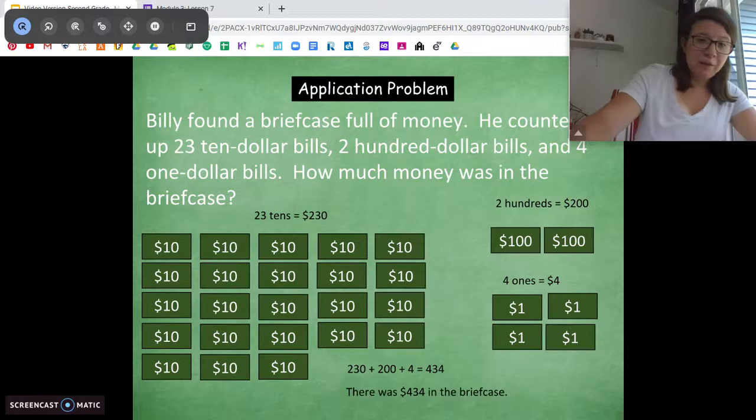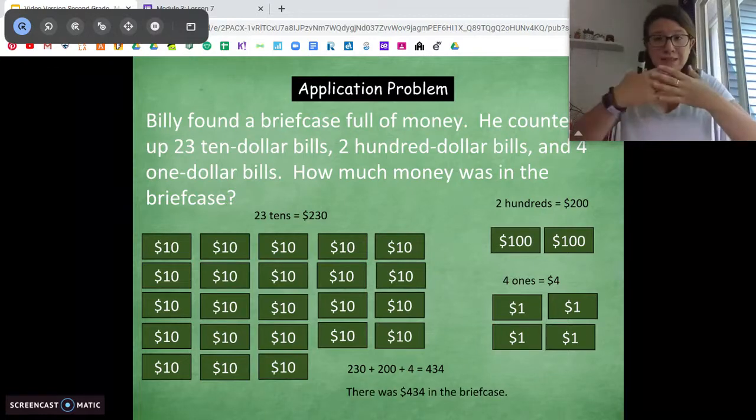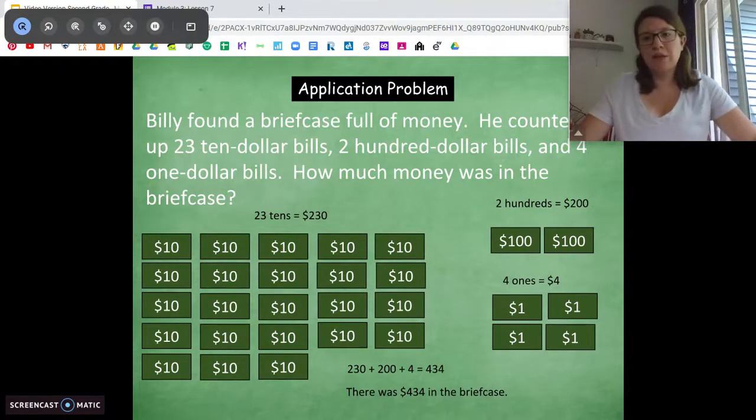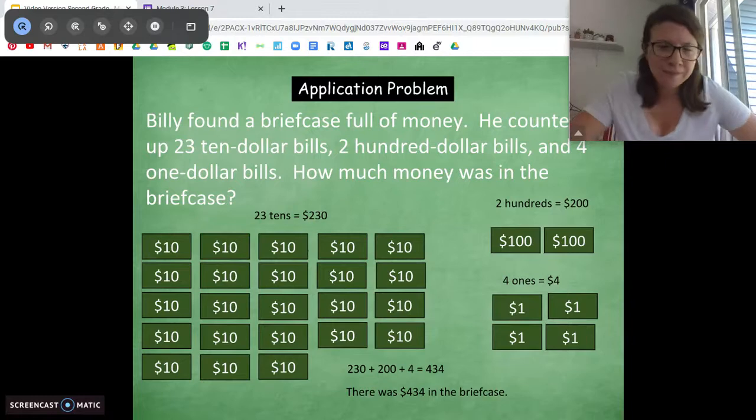Excellent job. Remember, when we do word problems, we have to state what the answer is. We can't just write 434. We want to say there's $434 in the briefcase. Whew, a lot of money.